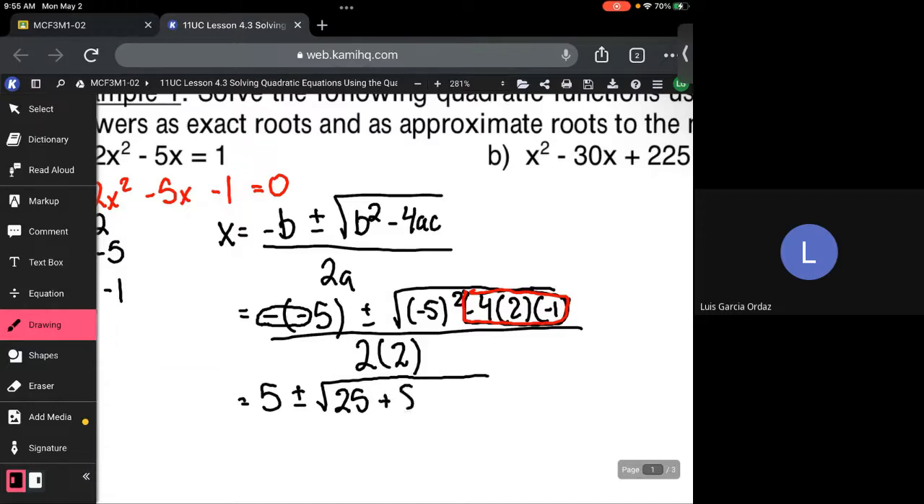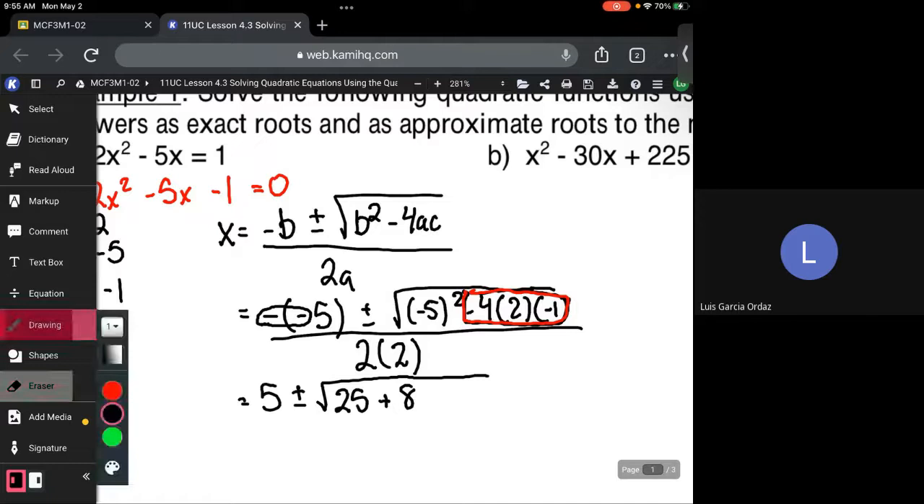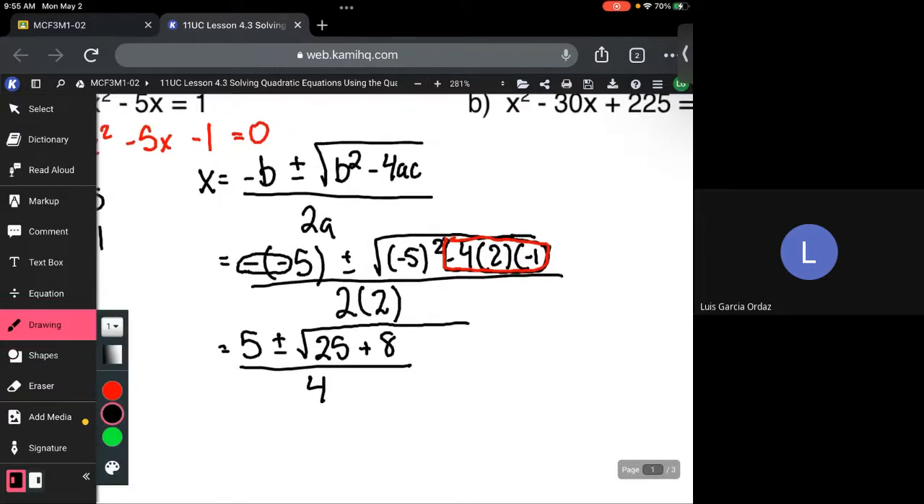And what's 2 times 2? 4. Okay. Could you go over that again one more time? Yeah. So we solved the base chunk, the red square, first, right? So we simplified it. Well, we did our power first. So we did negative 5 to the power of 2 first. And then we did negative 4 times 2 times negative 1. And that gave me plus 8.